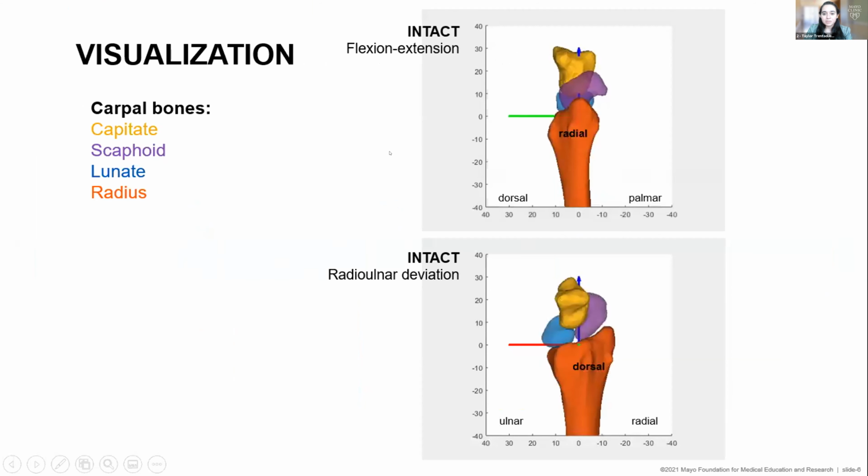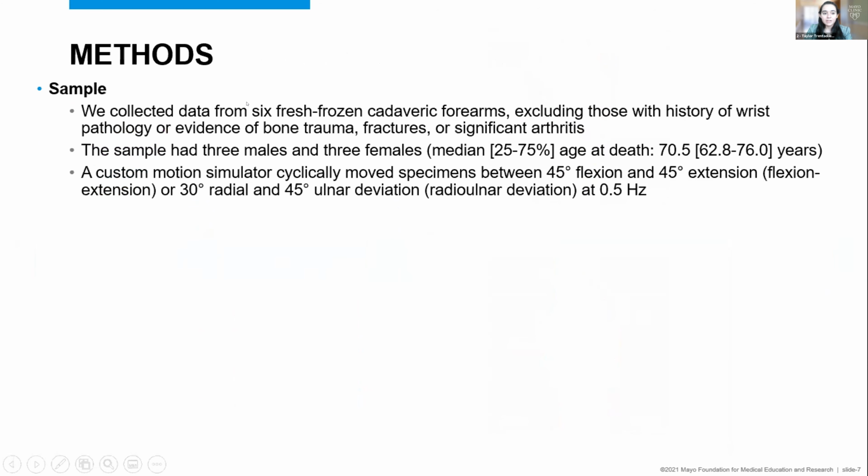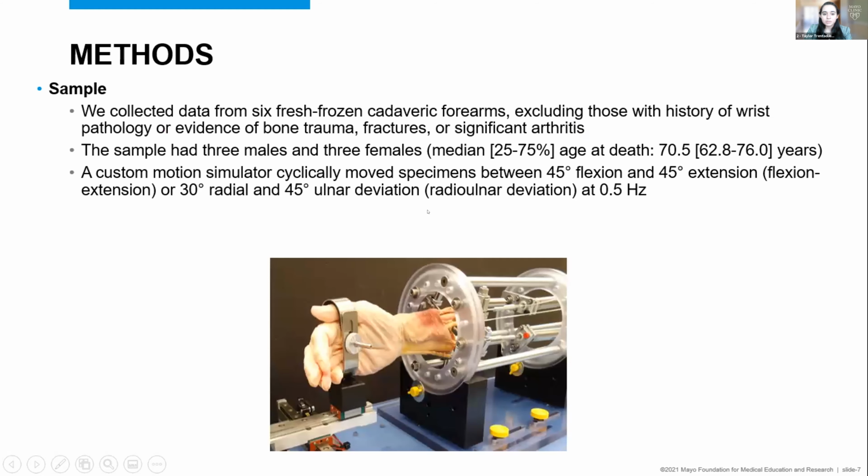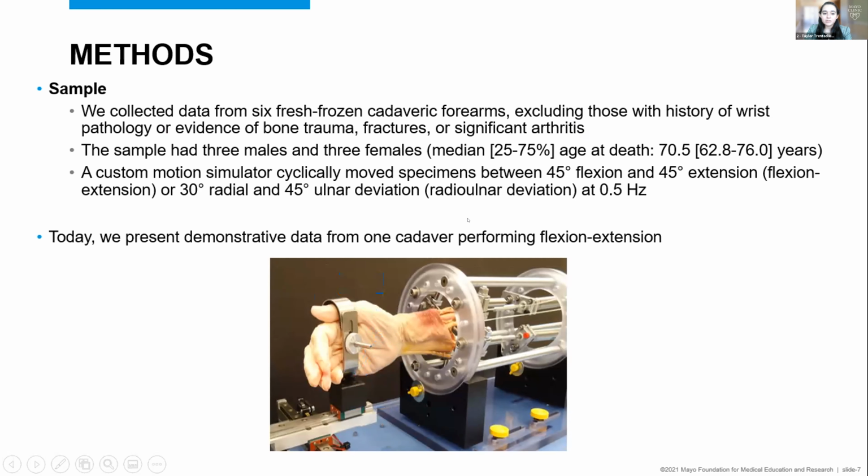We were next able to create animations demonstrating how the wrist was moving during both flexion extension and radial ulnar deviation. For the study presented today, we collected data from 6 cadaveric specimens, and we used a custom motion simulator to move the wrists between flexion and extension, and also between radial and ulnar deviation over 2-second intervals. For today's presentation, we present demonstrative data from 1 cadaver during flexion extension.